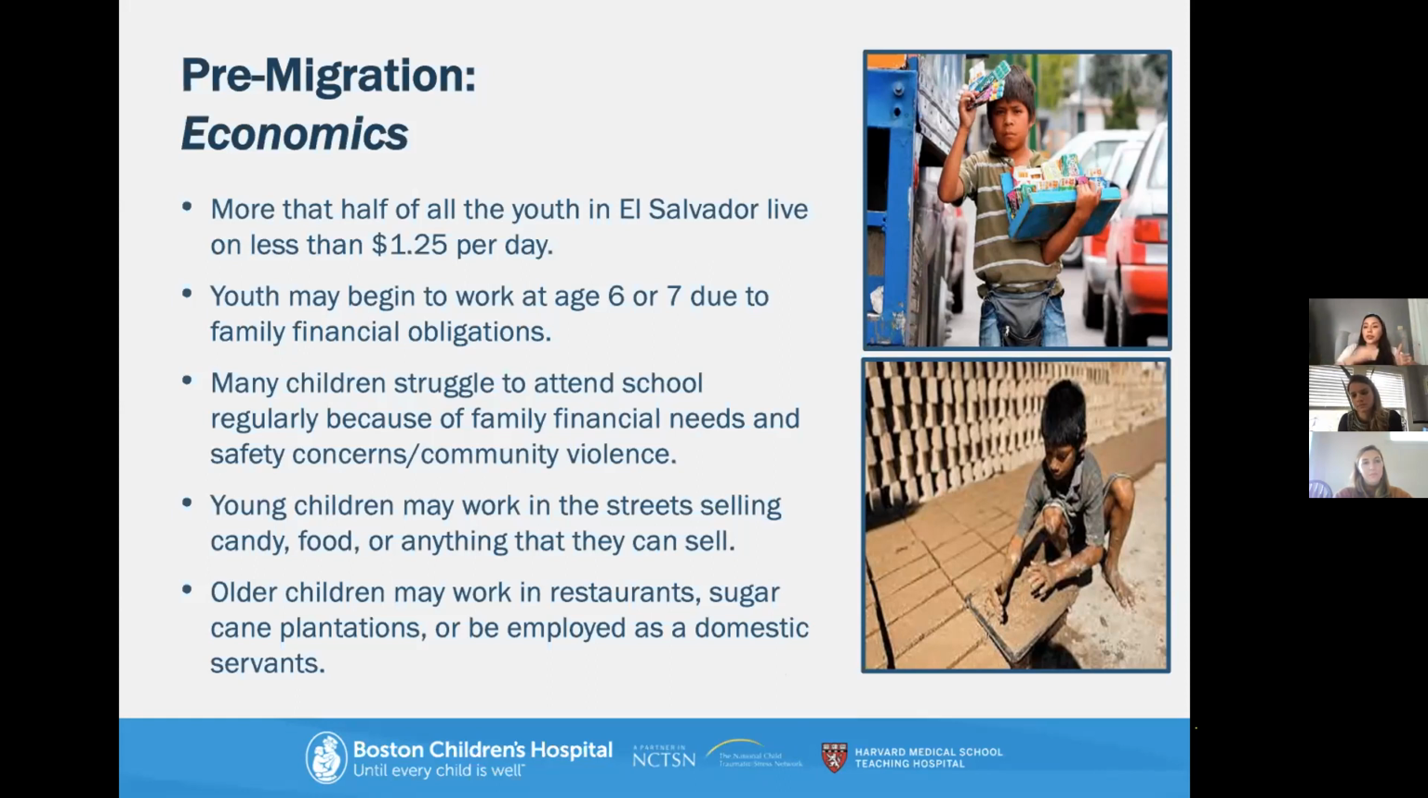So for me to cross that invisible border was really hard, because I didn't know if I was going to make it to school or if I was going to make it to my home, because I didn't know if the MS-13 wanted to kill me because I lived on the other side, or vice versa. Young children might work in the street selling candies or anything that they can sell.